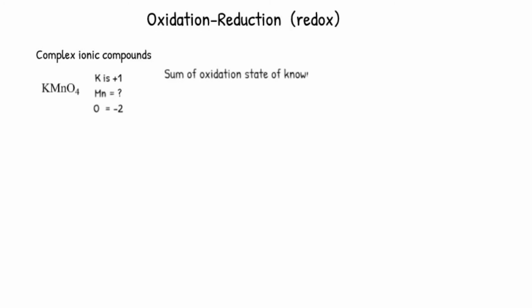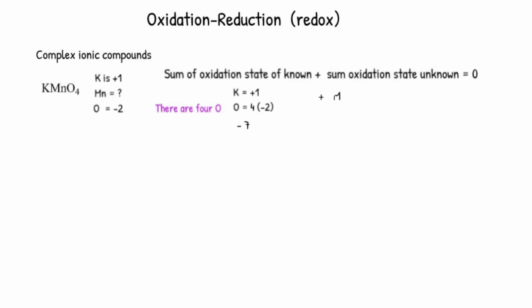Here are more complex examples. For example, complex ionic compounds like KMnO4. Potassium is +1 oxidation state. Manganese is unknown, but oxygen is equal to -2. So using the sum of the oxidation state of known plus the sum of oxidation state of unknown is equal to 0. We know potassium and oxygen are +1 and -2 respectively. So there is a total of -7 for the oxidation state of the known elements. For manganese, there's only one manganese. So -7 plus X is equal to 0, and X is +7.